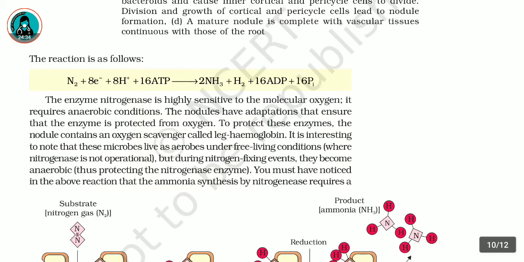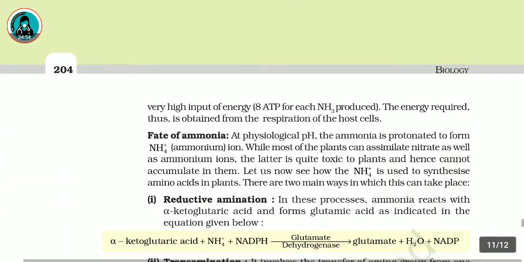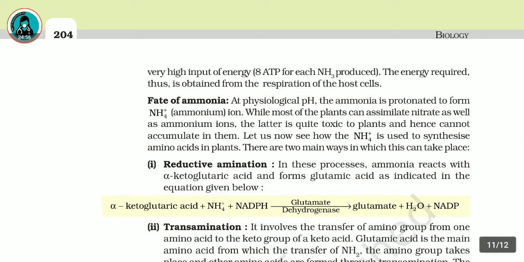It is interesting to note that these microbes live as aerobes under free living conditions where nitrogenase is not operational, but during nitrogen fixing events they become anaerobic, thus protecting the nitrogenase enzyme. You must have noticed in the above reaction that ammonia synthesis by nitrogenase requires a very high input of energy, 8 ATP for each NH3 produced. The energy required is thus obtained from the respiration of the host cells.